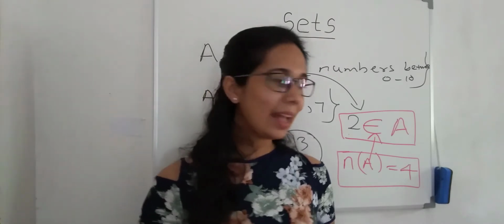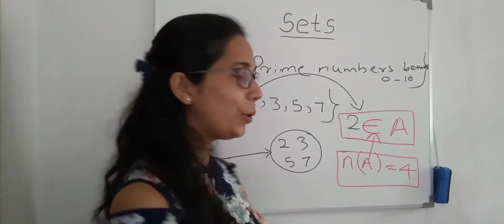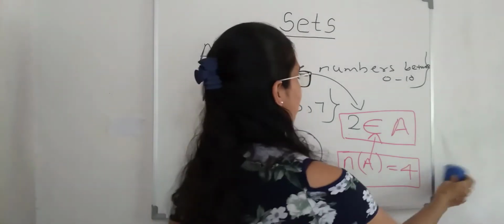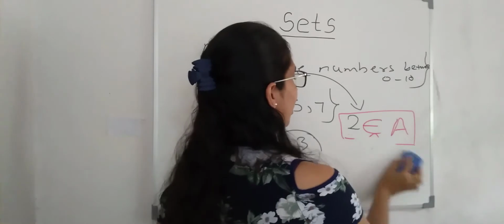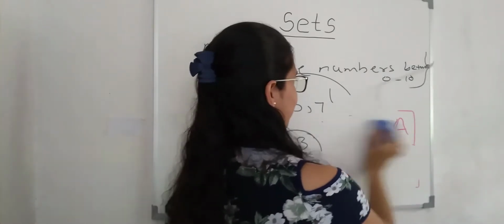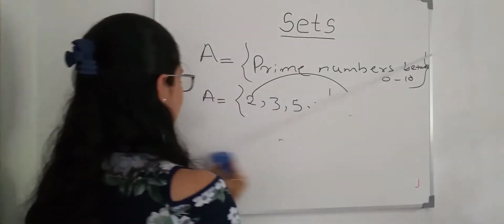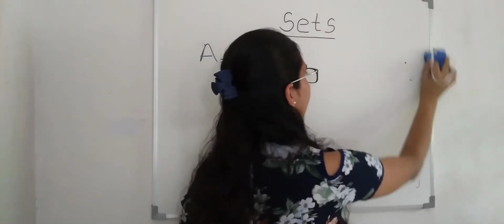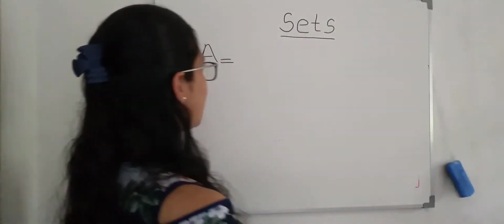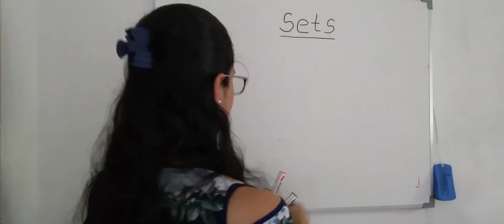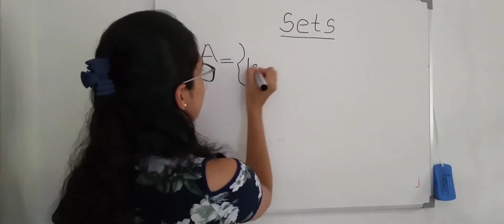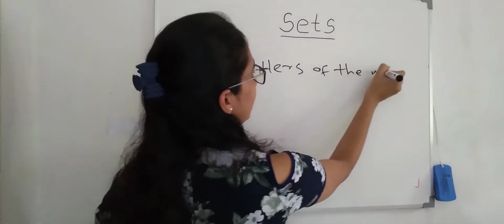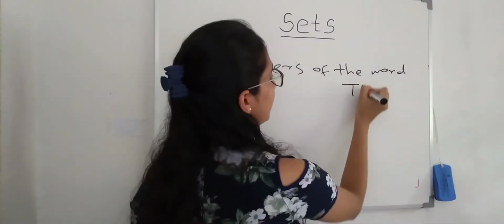And I want to teach you a special case, because most of the students are confused in this case. Let's consider a set A, and this set shows the letters of the word trees.